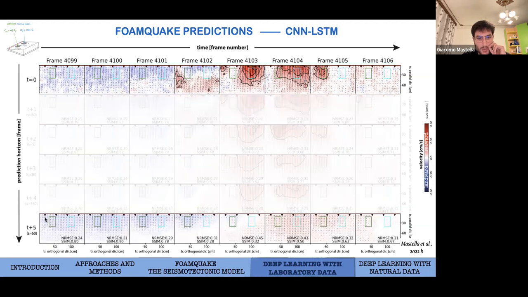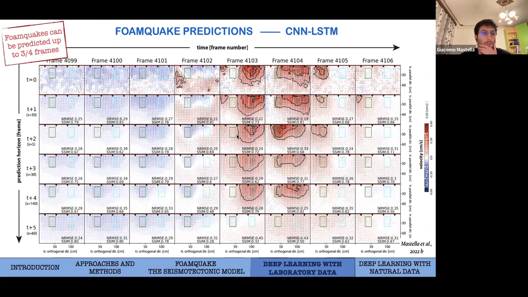If you look at the predictions obtained with a model trained to forecast the velocity field 5 frames in advance, we can see that in this case, the model is not capable of predicting the onset of the laboratory earthquake, nor its space-time propagation. So we can estimate that the maximum predictability horizon of the FOAMQUAKE experiment is of the order of 3-4 frames.